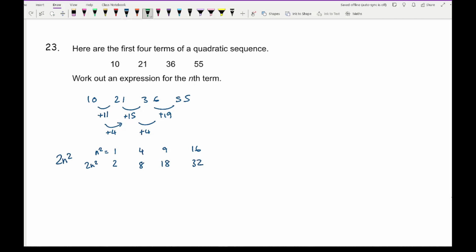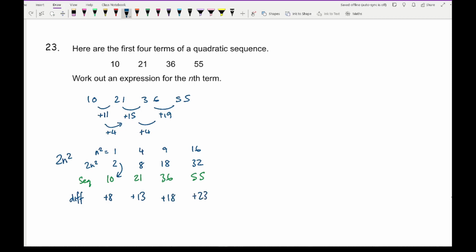I then want to compare that to the numbers in the sequence. So if I write the sequence, I've got 10, 21, 36, and 55. Then what I want to do is work out the difference. So the difference to get from this to this is +8. Then it's going to be plus 13, then plus another 18, and then plus 23.